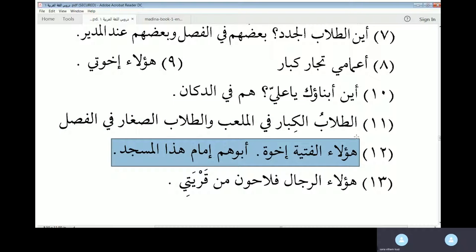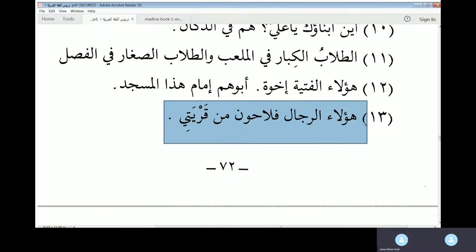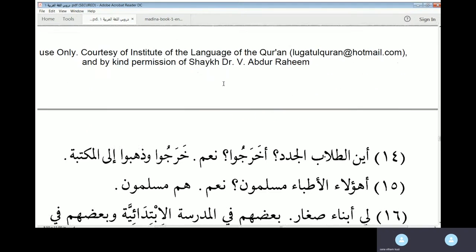هَؤُلَاءِ الْفِتْيَةُ إِخْوَةٌ أَبُوهُمْ إِمَامُ هَذَا الْمَسْجِدِ. These young men are brothers. Their father is the Imam of this masjid. هَؤُلَاءِ الرِّجَالُ فلاحون من قريتي. These men are farmers. Yes, farmers. These men are farmers from my village. Yes, from my village.